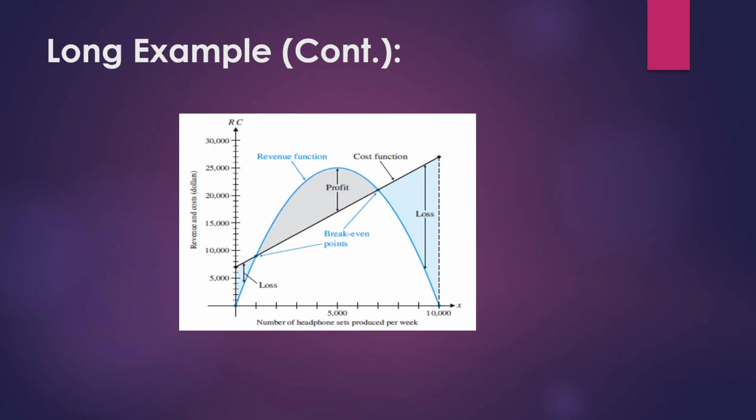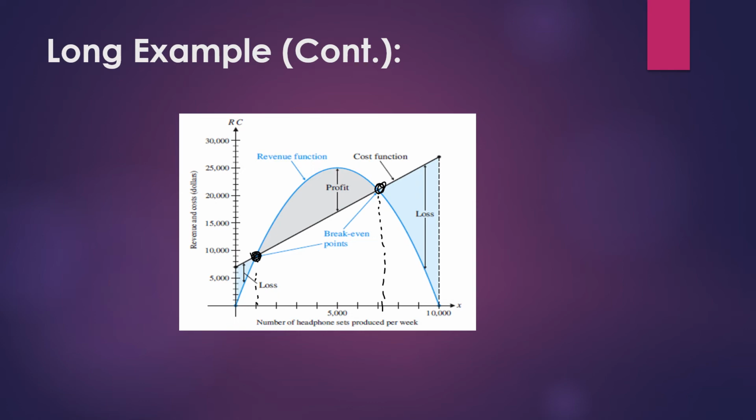Here is the graph provided by our textbook, which is similar to what we were looking at in our rough sketch. We have the downwards parabola, which is our revenue. We've got our linear function, which is our cost. The points where they're even are at x equals 1,000 and x equals 7,000. So we got that part.